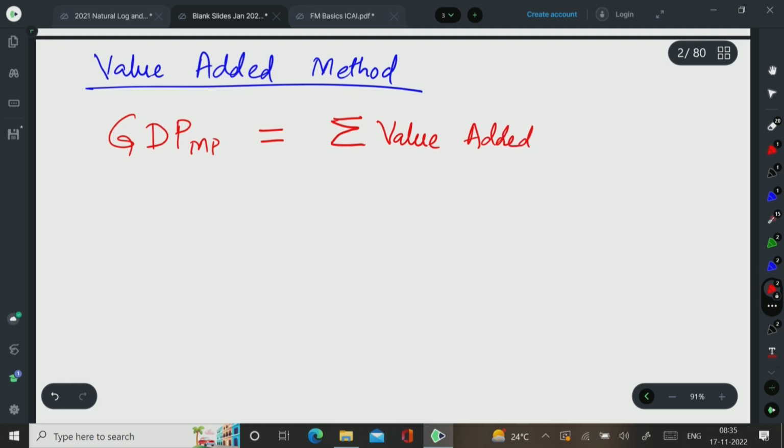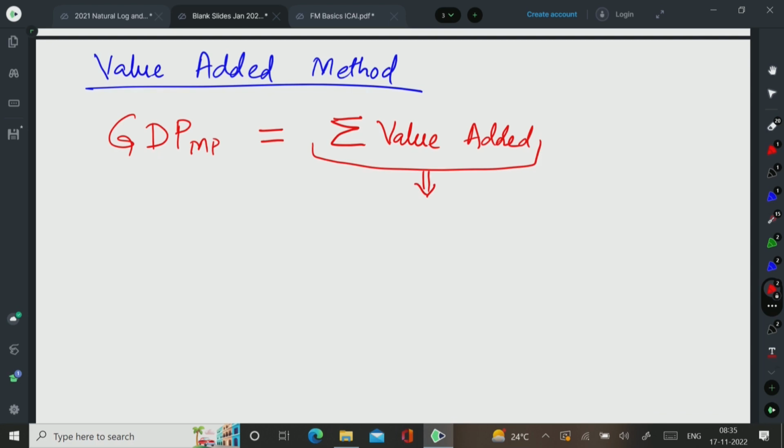Correct? Summation of value added. We have learned this. Now, how do you understand the meaning of summation of value added? Here you have to understand this. The base that we have to adopt is the market price. The summation of value added has to be at the market price.